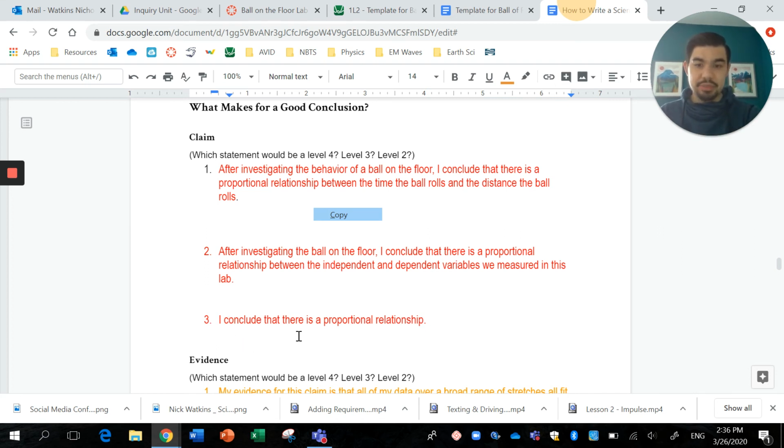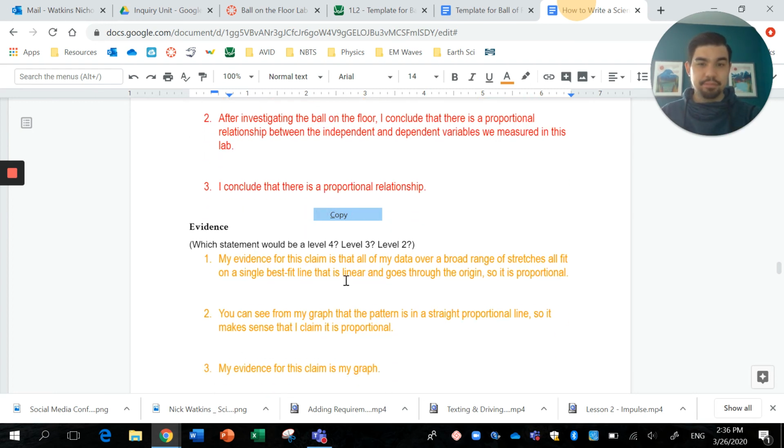Now, finally, this last one says, I conclude that there's a proportional relationship between what? What variables? What's the system? It really doesn't tell me anything. So that's clearly a level 2 response. Again, you'll see the same format for all the rest of the statements. Just notice the difference between your level 4 and your level 3 statements. It's not necessarily length.